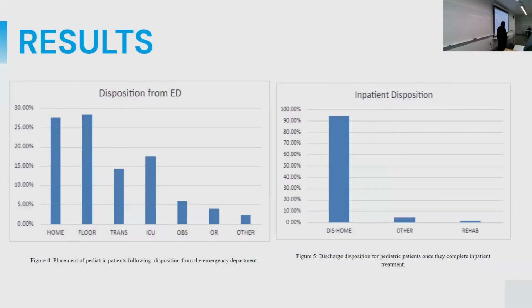This graph right here is where the patients went after being discharged from the ED. Most of our patients ended up either going home or being admitted into the floor. Some were transferred and some admitted into the ICU. And after the patients were done with their inpatient care, more than 90% ended up going home. Whereas less than 2% ended up going to rehab, and in the other category, we have some patients that ended up going to psych.